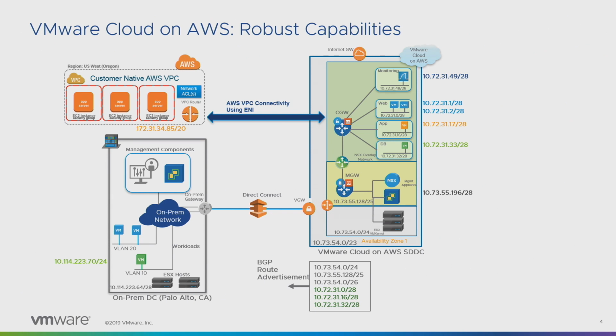So here, what can customers do? Well, once they have this hybrid cloud connectivity with Direct Connect, they can access management components like vCenter over this Direct Connect. They can also communicate from workloads on-prem to workloads in the SDDC over this Direct Connect, this high bandwidth, low latency connection.